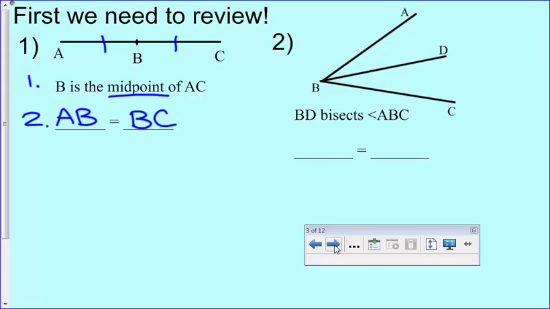All right, number two talks about an angle, and when you see the word bisects, you need to know what to mark on the diagram. If BD is bisecting the angle, you're marking that the angles are congruent, okay? So this would be step one in a proof. Step two that always follows would be that the angles are equal. So angle ABD is congruent to angle CBD. So anytime you see bisects, that allows you to mark those angles congruent.